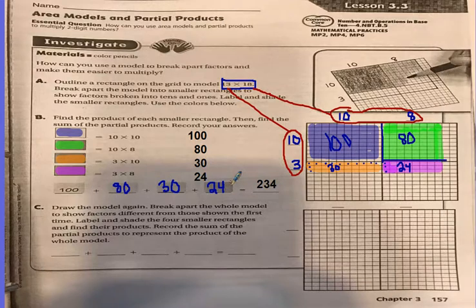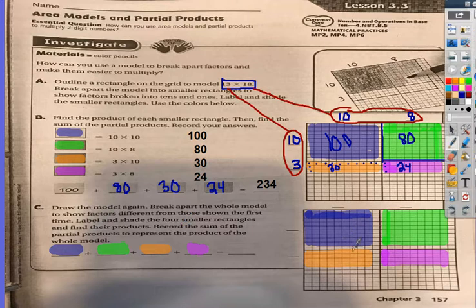Alright, let's take a look at C. I did the same thing and color coordinated it, so we'll go from there. What I want you to do is make sure, as we're talking about the colors and the arrays, that you're coloring the same as I am.